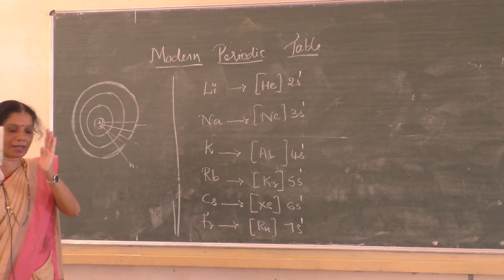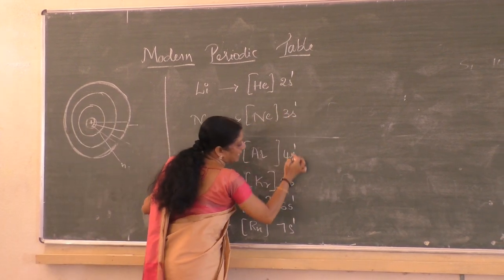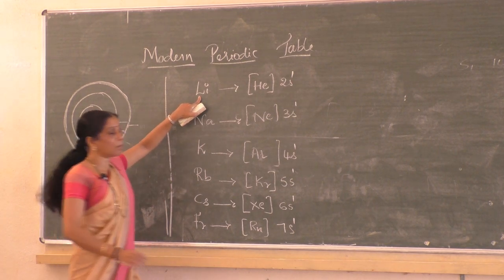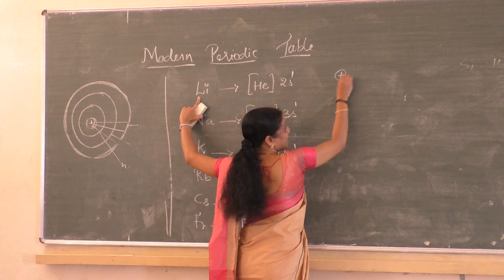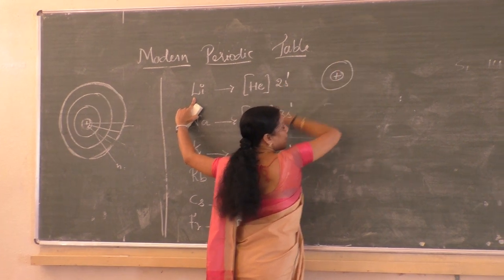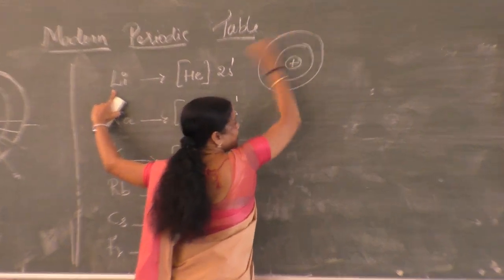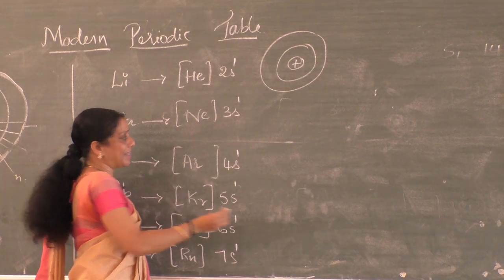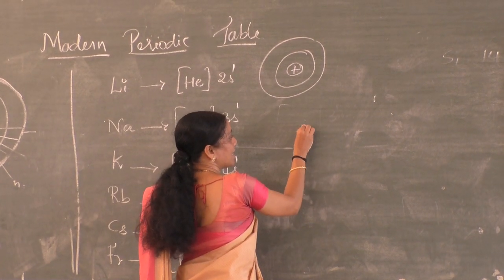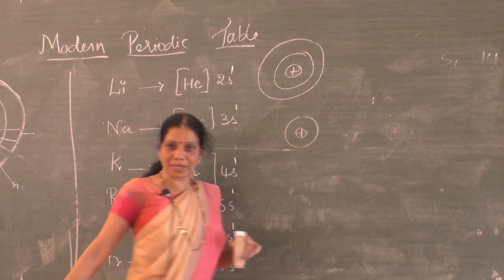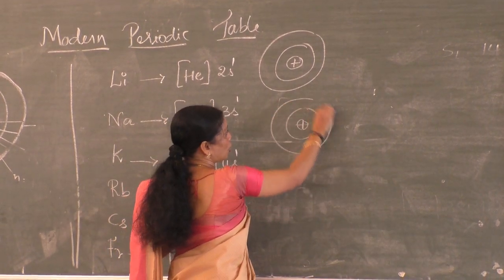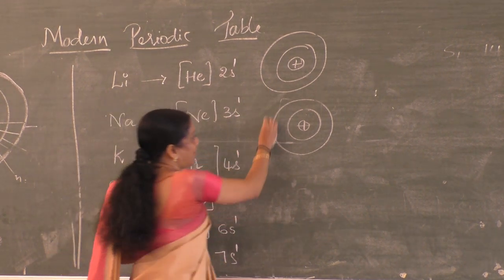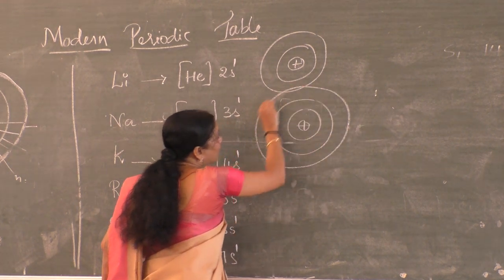Does the last electron enter into the same main energy level? If you consider a particular group, does the last electron enter into the same main energy level? No, isn't it? If you consider lithium, the outermost main energy level is the second main energy level. See, this is n equal to 1, this is n equal to 2. If you consider sodium, the outermost main energy level is the third main energy level. See, if this is the nucleus, next comes n equal to 1, the first main energy level. Next here is n equal to 2, the second main energy level. Here the electron enters into the third main energy level, so we have to write here the third main energy level.